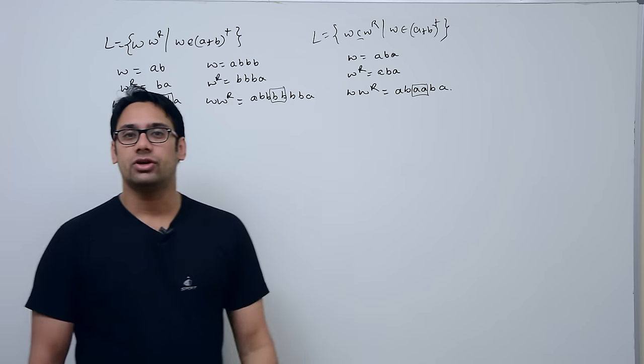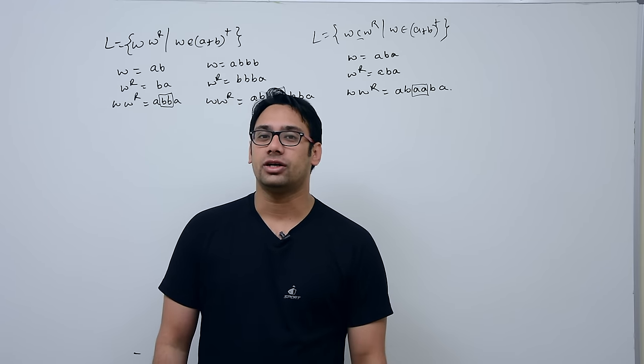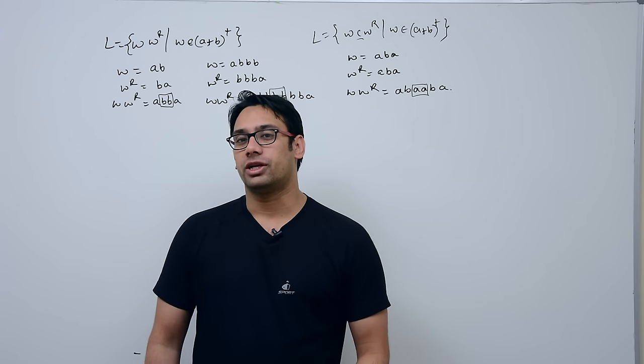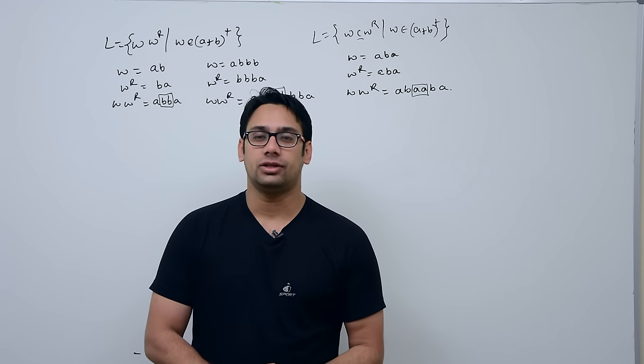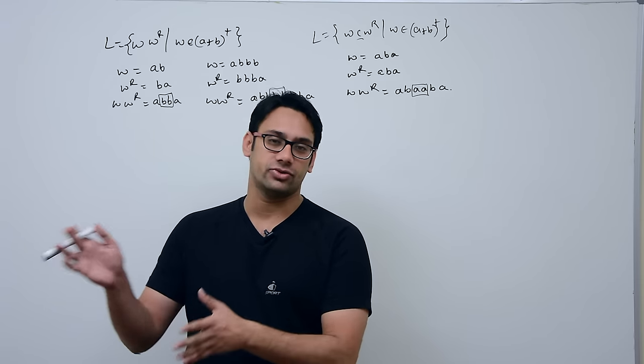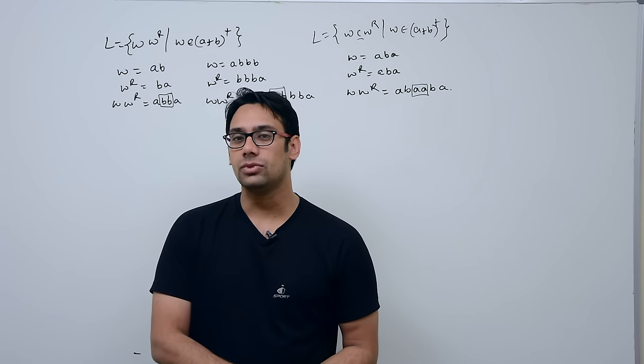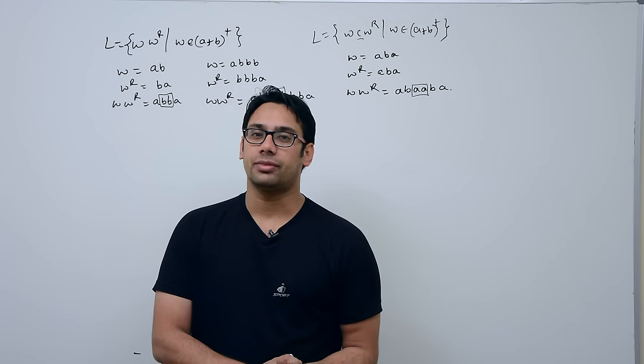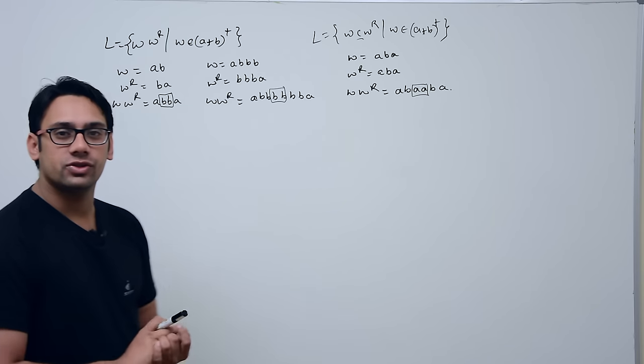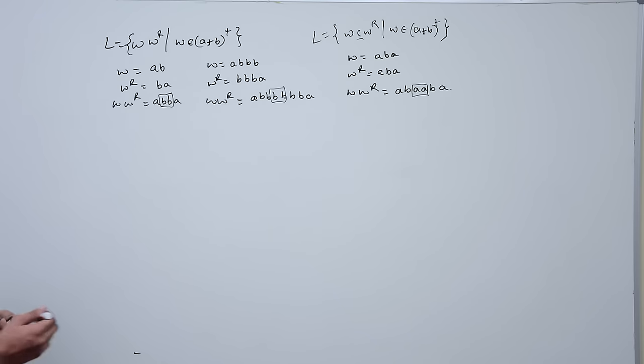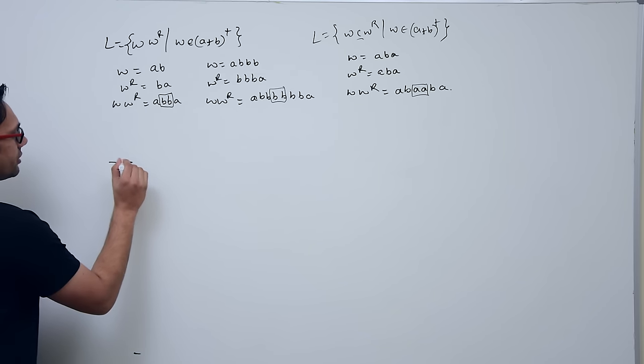For this given language, you have to draw a non-deterministic pushdown automata, and that non-deterministic pushdown automata will tell you whether any particular string is present in this language or not. Let me show you a simple example of how you can do it. We are going to make two transitions for the same symbol. This is the initial state A.